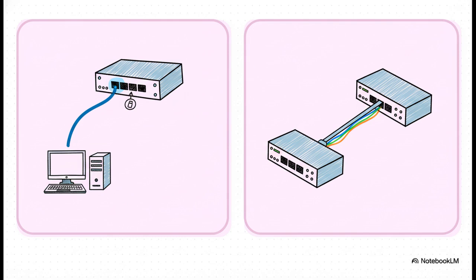But on the other side, we have the trunk port. Now this is the superhighway. A trunk port is special because it's designed to carry traffic from multiple VLANs all at the same time. This is how we connect switches to each other, so someone from marketing on the second floor can still be in the same VLAN as their colleague way up on the 10th floor.